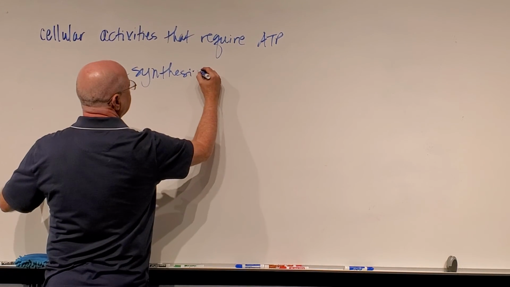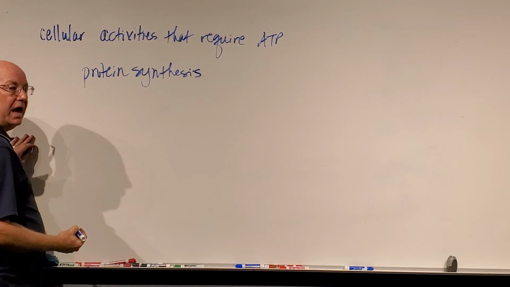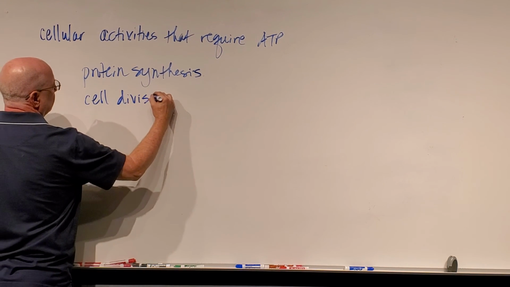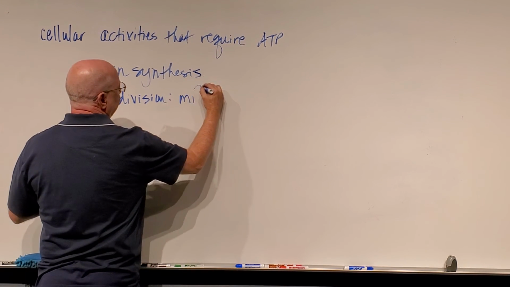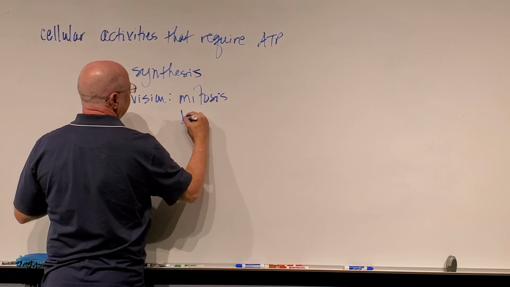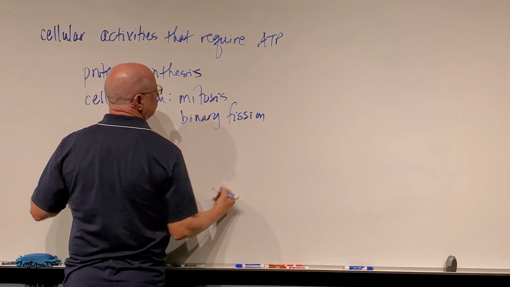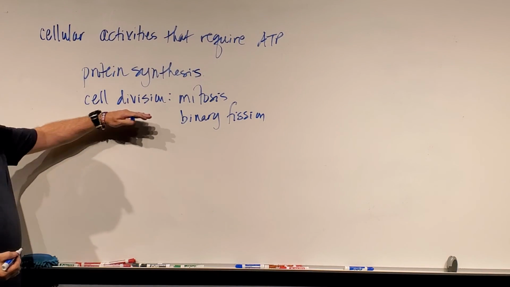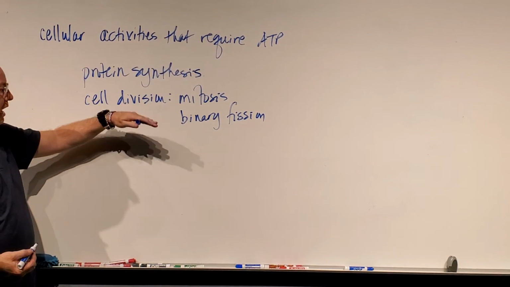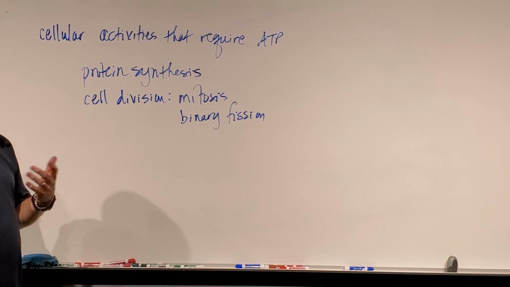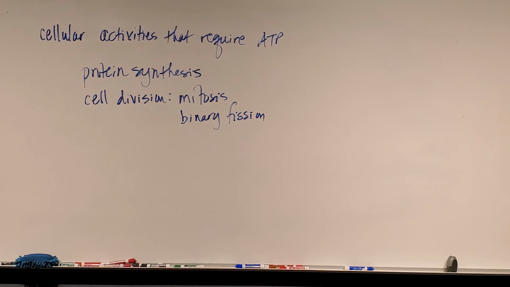Cell division. Mitosis, if it were a eukaryotic cell, binary fission in bacteria. If I can inhibit energy production, I can stop cell division, I can decrease the bacterial growth rate so that maybe the infection can be killed by my white blood cells.